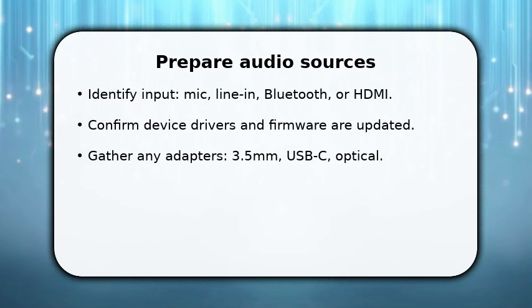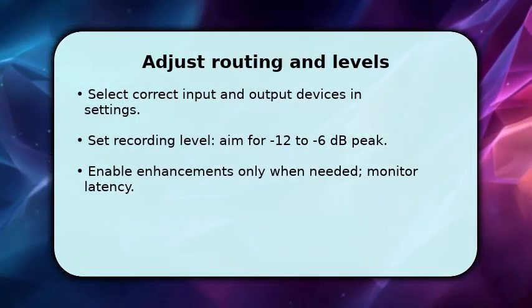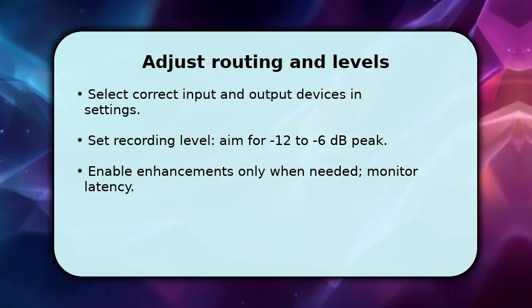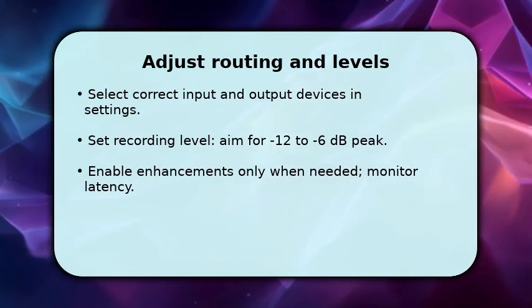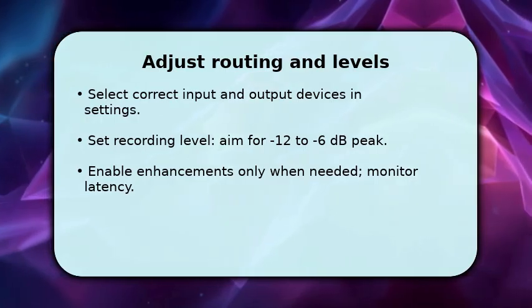Now route audio, choose the device for input and the desired output. You'll want to test and watch levels while speaking. Set gain so peaks sit around -12 to -6 dB to preserve headroom. Once set, apply any EQ or compression carefully because these alter perceived loudness.